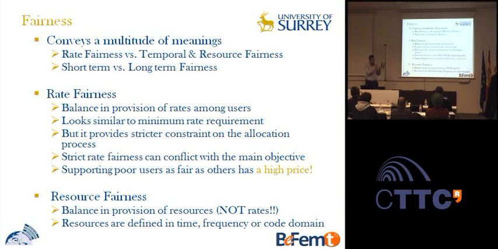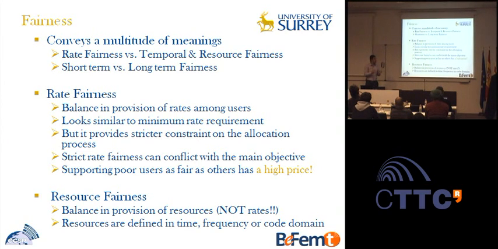So in case of, for example, rate fairness, it tries to bring some sort of balance between the rates that are allocated to the different users in the system. And in this sense, it looks similar to the minimum rate requirement or minimum quality of service requirement. But rate fairness can provide a stricter constraint on the allocation process, as it might not simply be satisfied by reaching that minimum rate or minimum quality of service threshold.